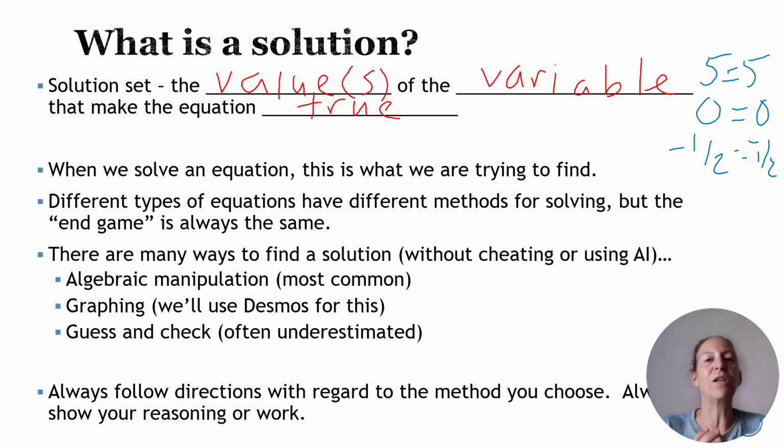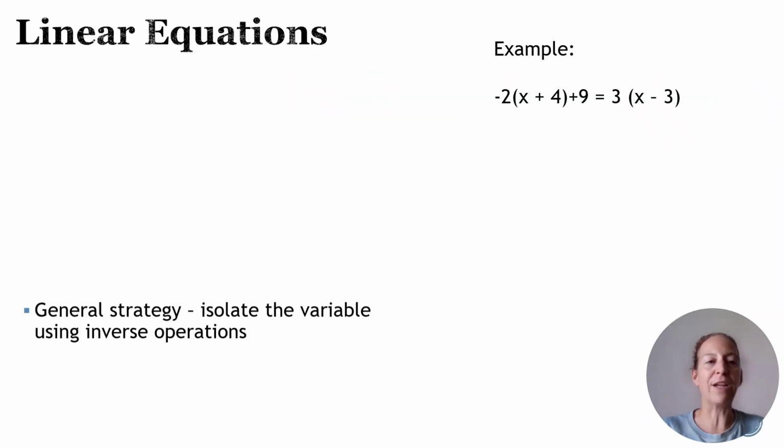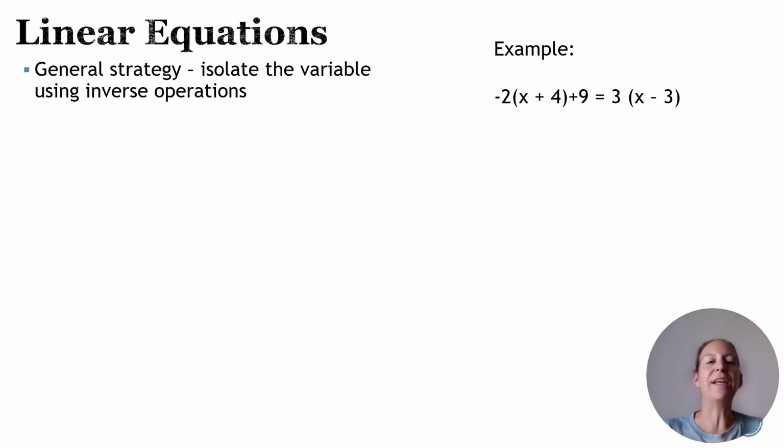But regardless of what strategy you're using, always show the reasoning. So don't ever have just numbers appear, even if you're using guess and check. Show what you're guessing, show the check, show what adjustments you're making. Now, for linear equations, the general strategy is to isolate the variable using inverse operations. This means that if you see adding, you're probably going to use subtracting in the solution. If you see multiplying in the problem, you're going to use division in the solution. We'll take a look at that.